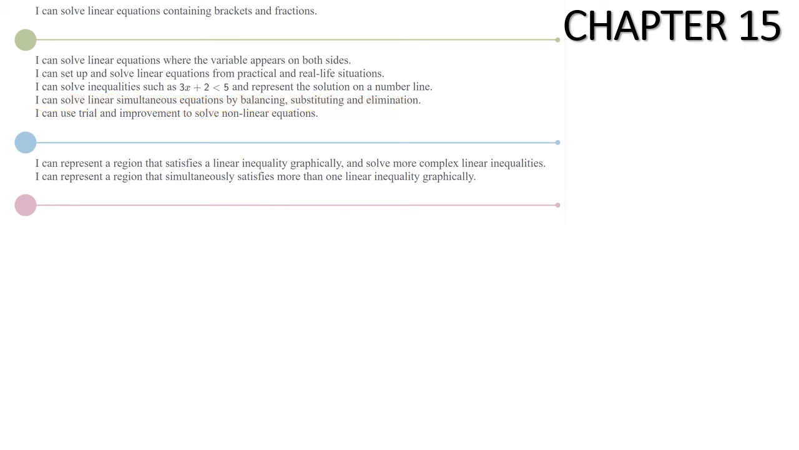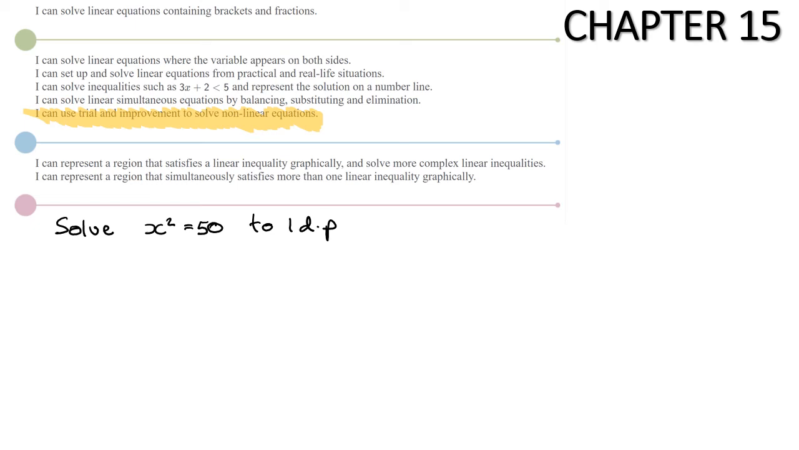The next topic is trial and improvement. Trial and improvement is trying to solve a nonlinear equation by trying a solution and then trying to find a better solution. So let's say I wanted to solve x squared equals 50 to 1 decimal place. And we're going to do it by trial and improvement.